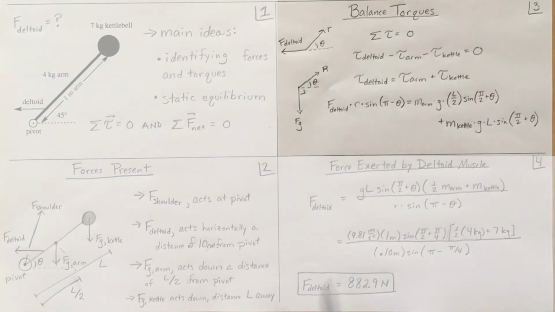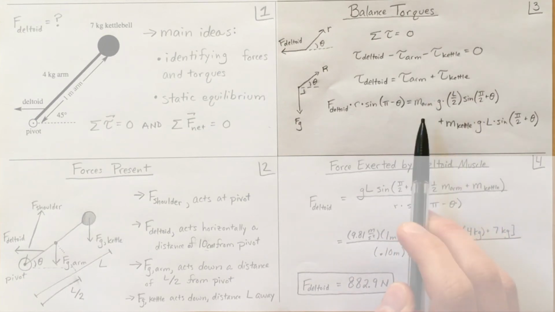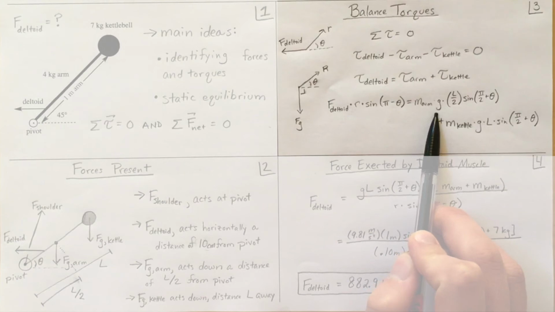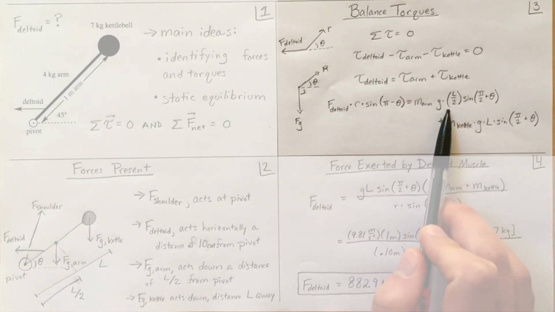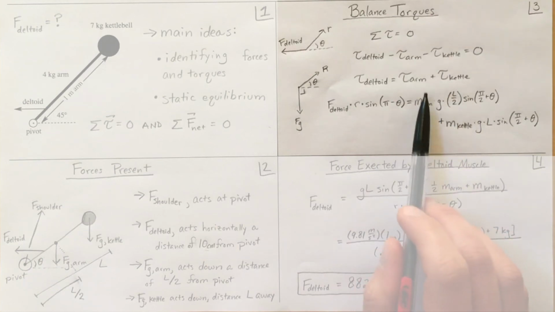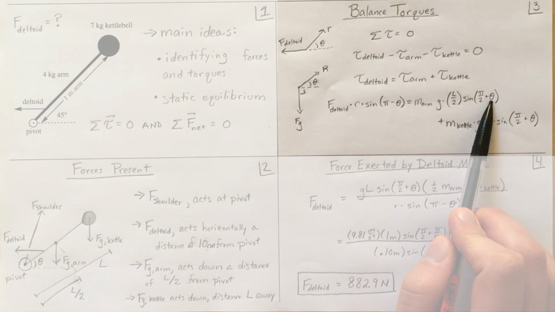So, for the argument of sine, we need pi minus the theta that we're told in the problem statement. For the torques produced by the gravity acting on the arm and the kettlebell, we have, for the arm, the mass of the arm times the acceleration due to gravity times L/2, which is the distance from the pivot point that the gravity force on the arm is acting, times sine of pi/2 plus theta.